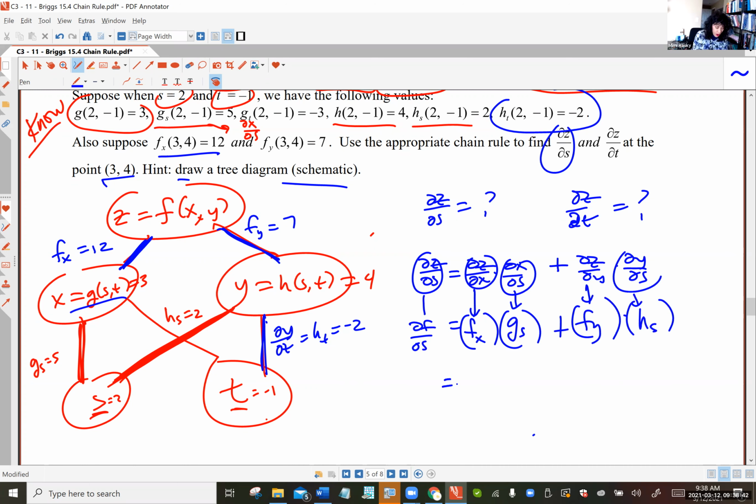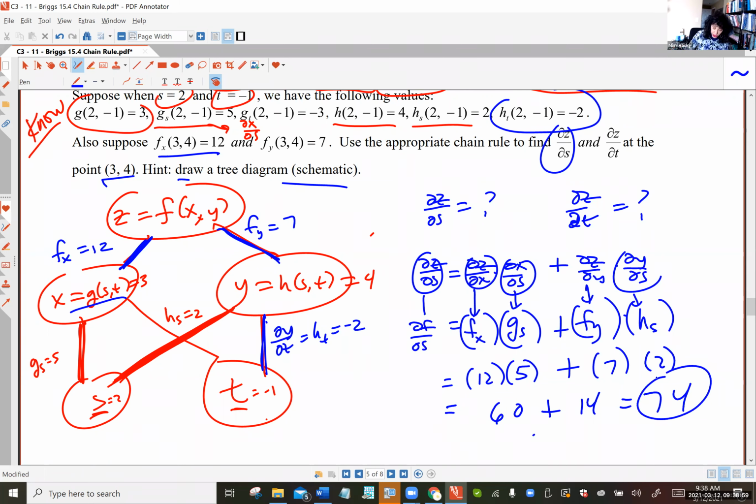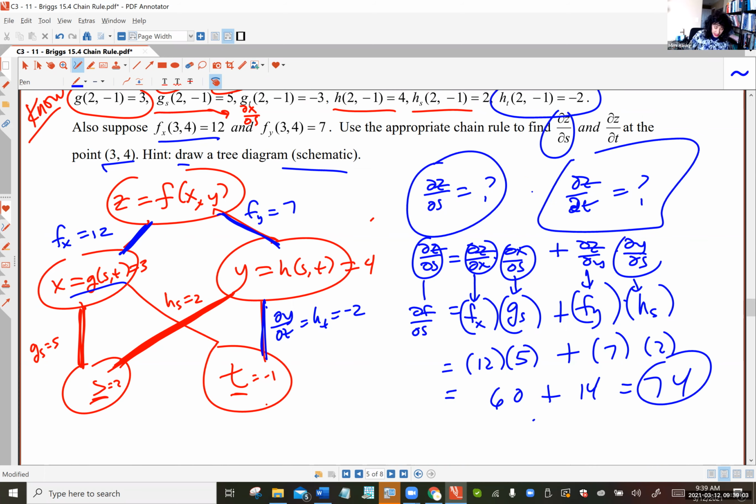And they gave us all the values. So they said fx was 12, gs was 5, fy was 7, and hs was 2. And so this looks like it's going to be 60 plus 14. Final answer, 74. So we got one of the partials. Yay us. Now we got to get the other partial. What about dz dt?